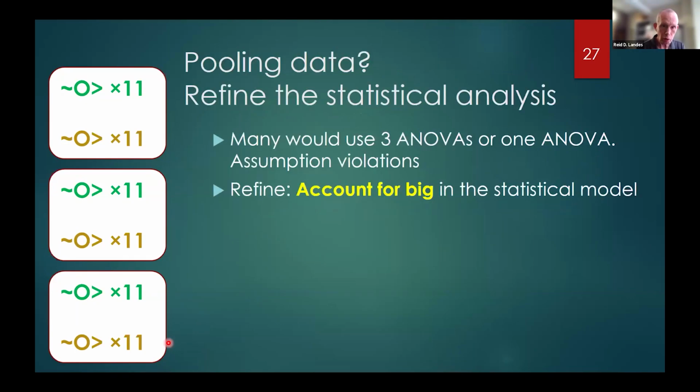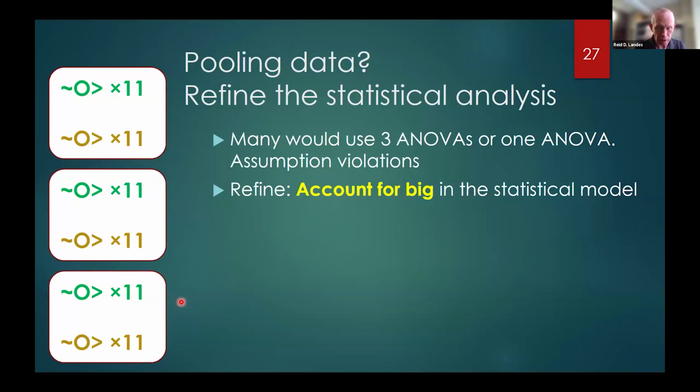So what we want to do is refine our statistical analyses instead of using an ANOVA here, and an ANOVA here, and an ANOVA here, or maybe an ANOVA for all 3, which assumes that these animals are totally independent of each other. We want to refine our analyses to account for these replicates in our statistical model.